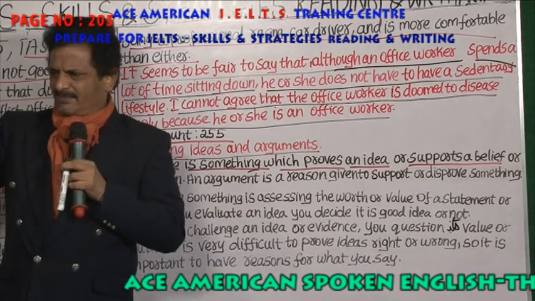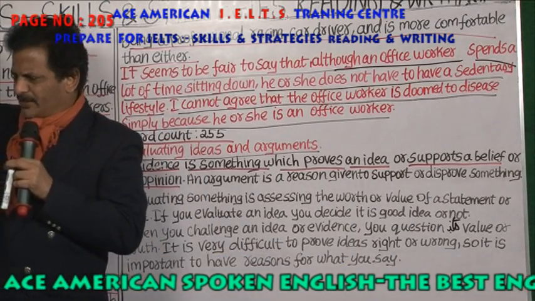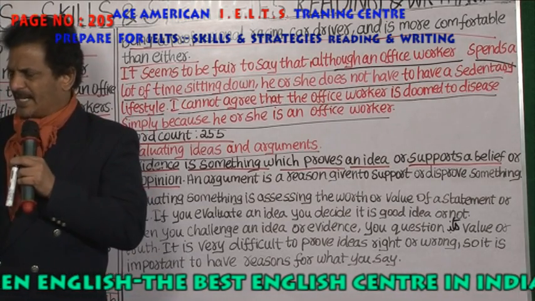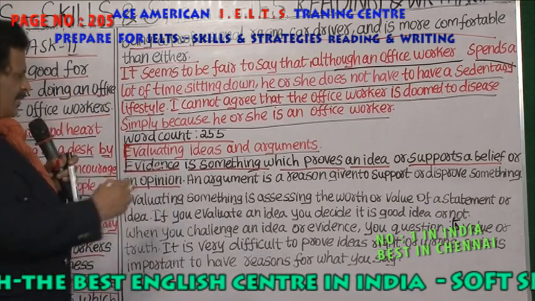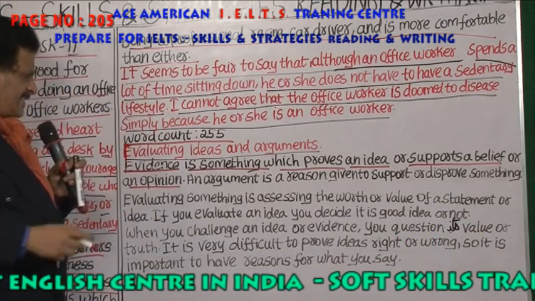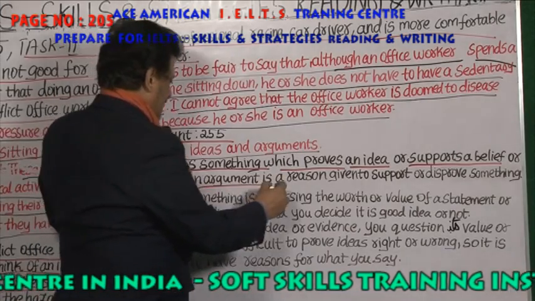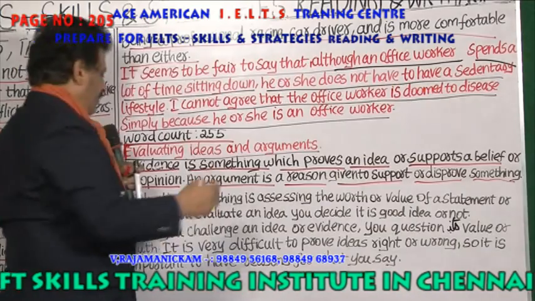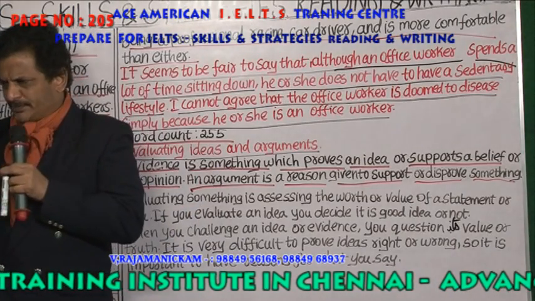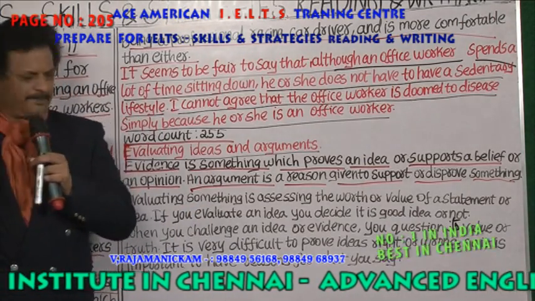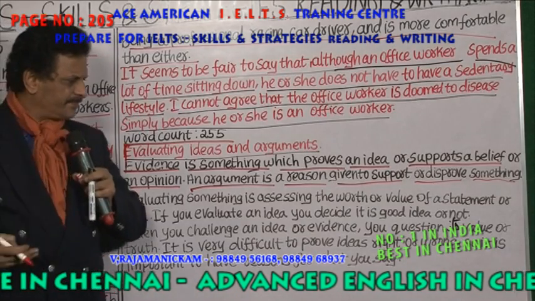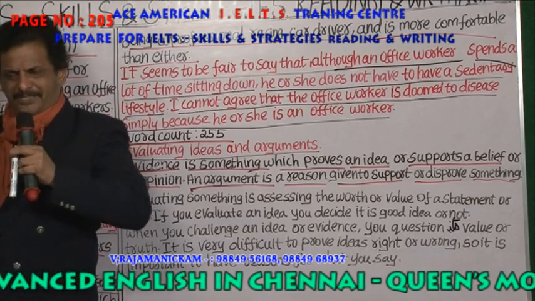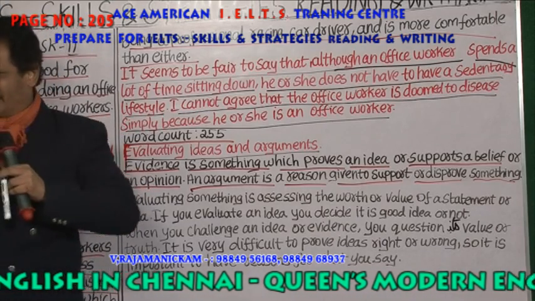So evidence is there. Doing exercise will bring good health. Drinking alcohol will spoil your liver. There is a proof. So evidence is something which proves an idea. An argument is a reason given to support or disapprove something. What do you mean by argument, sir? Evidence is something to prove, right? Solid proof is there. In an argument, you are giving some reason to support your idea. You are giving some reason to prove your point.